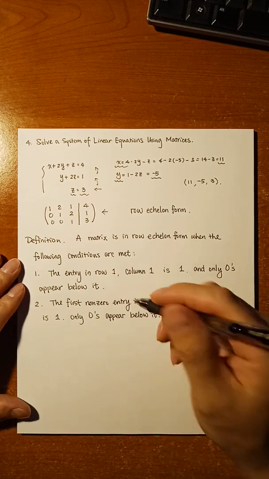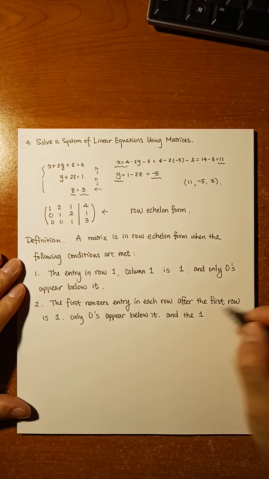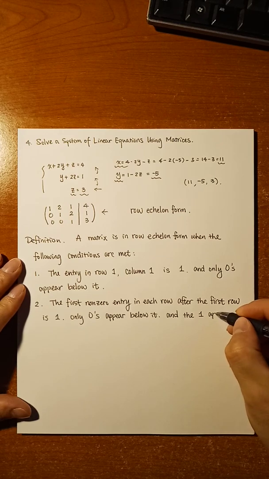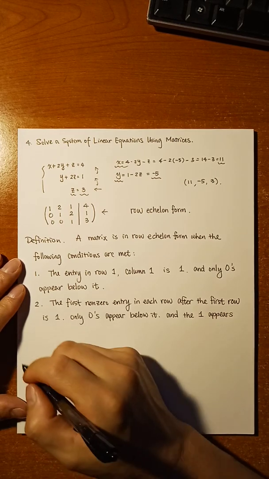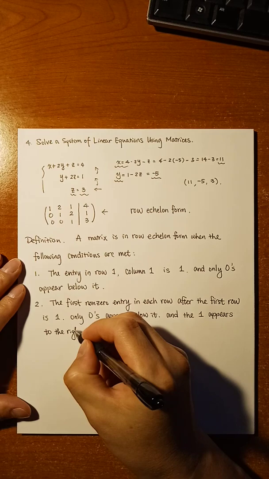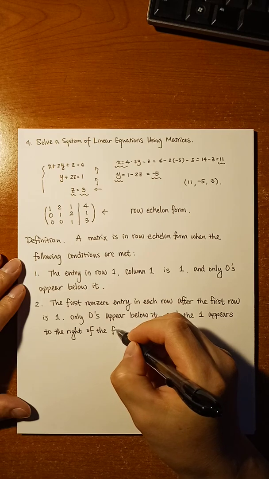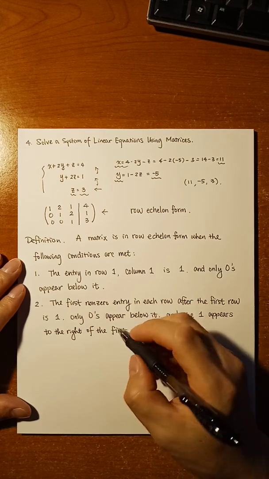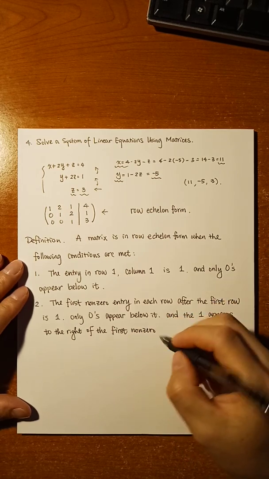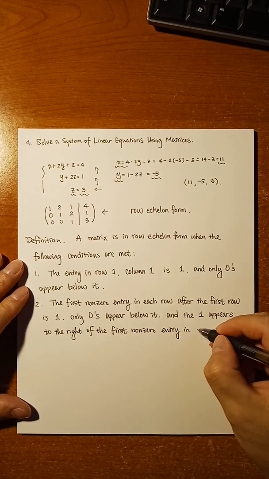And the 1, let me finish it. The 1 appears to the right of the first non-zero entry in any row above.